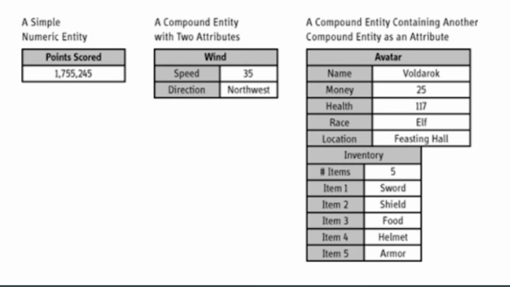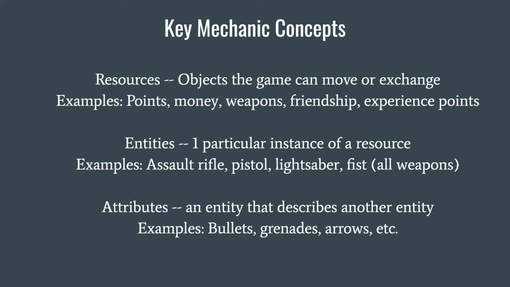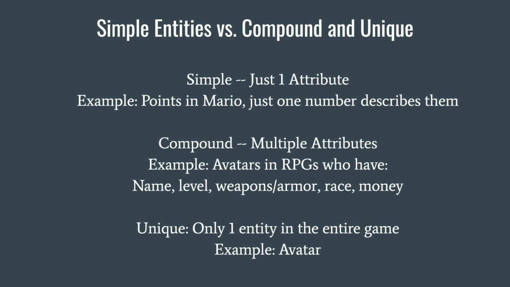So every mechanic begins by defining the numbers, the entities, and all of that. They're going to define that list of things from before. I'll click back to it real quick. They're going to define how things change, define what challenge is active, define what the player can do, define if they've won or lost, operate the AI, right? So think of your game in that.